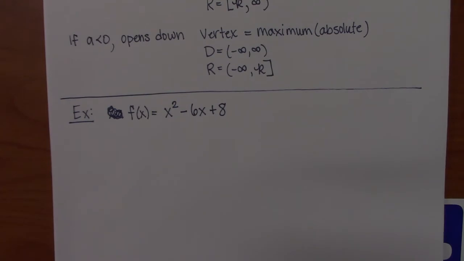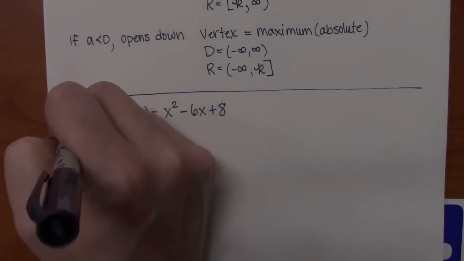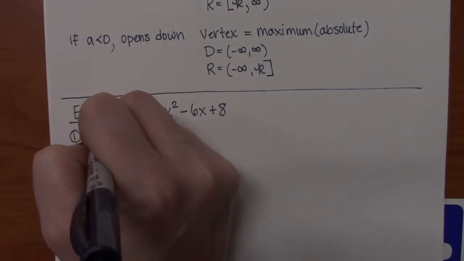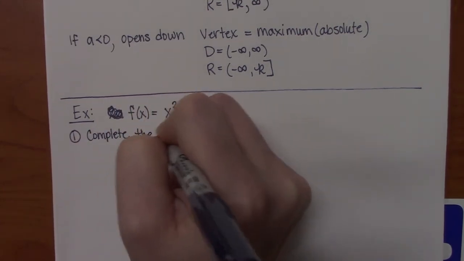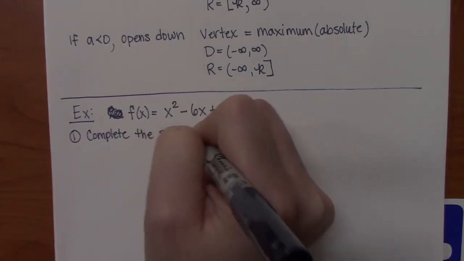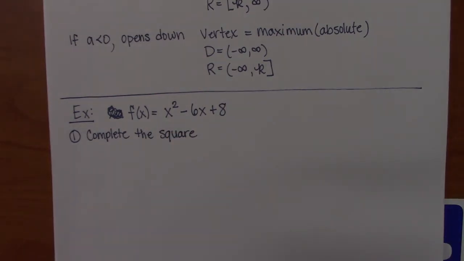Okay, let's say we have this guy. And I want to find the vertex of this parabola. So I can put it in vertex form, and there's two methods you can use. One is definitely easier than the other, right? So the first method we can use is we can complete the square.